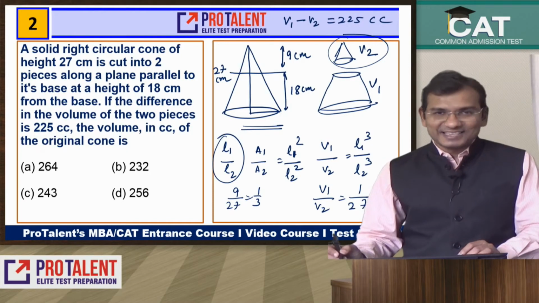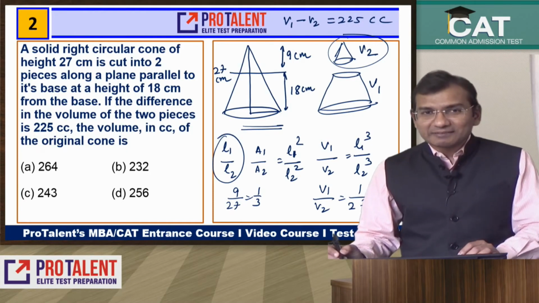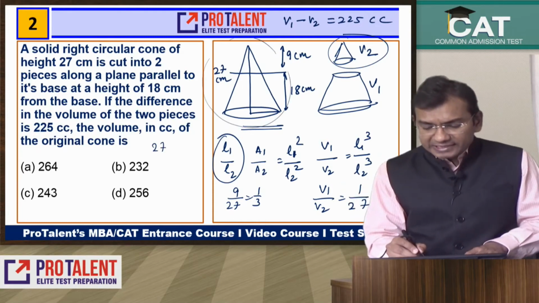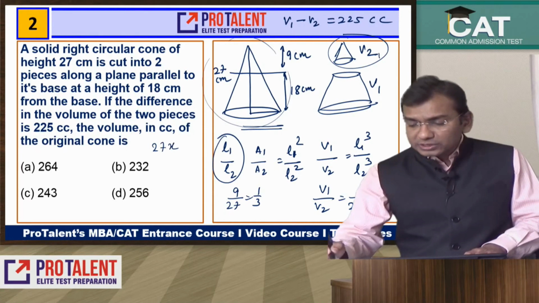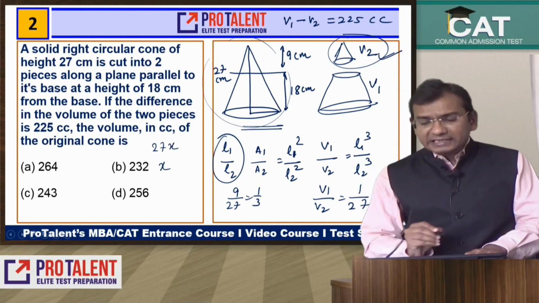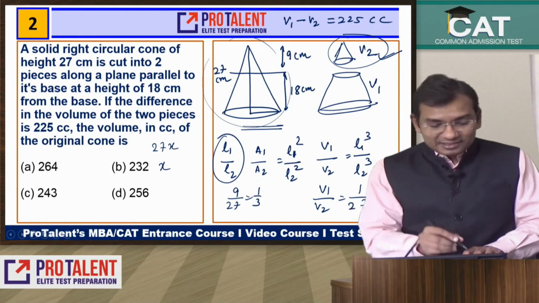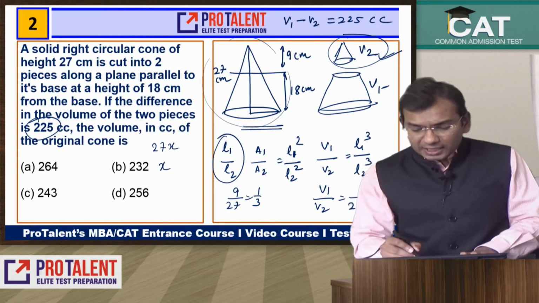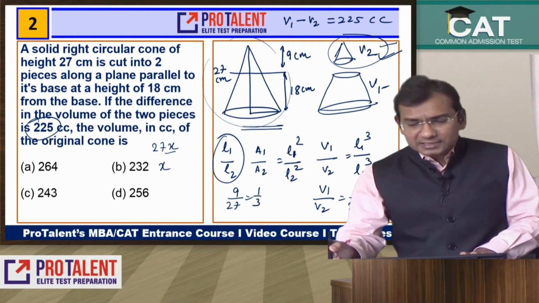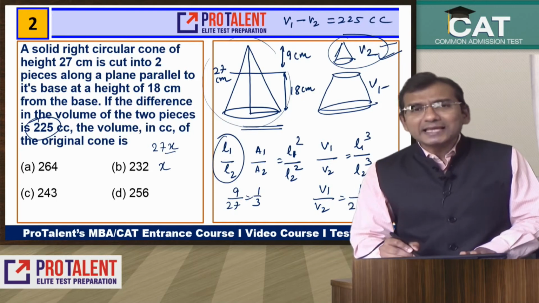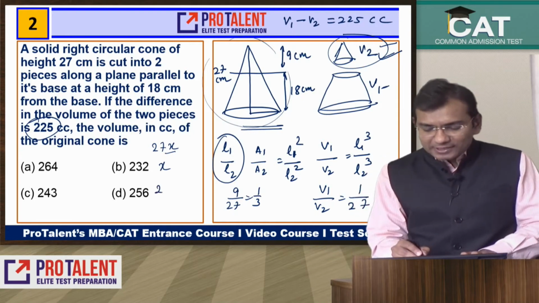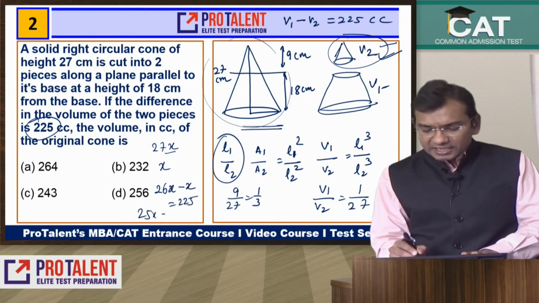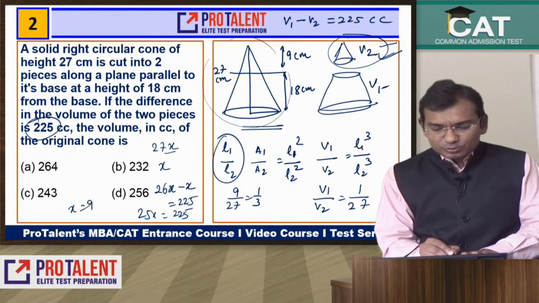1/27. Yes or no? So this is 1/27, which means the bigger one will have volume 27x, and the smaller one will have 1x. However, the difference of 225 is given between V1 minus V2. So if the total is 27 and the upper one is x, then what will V1 be? 26. So that means 26x minus x is equal to 225. Therefore 25x is equal to 225. Therefore x is equal to 9.